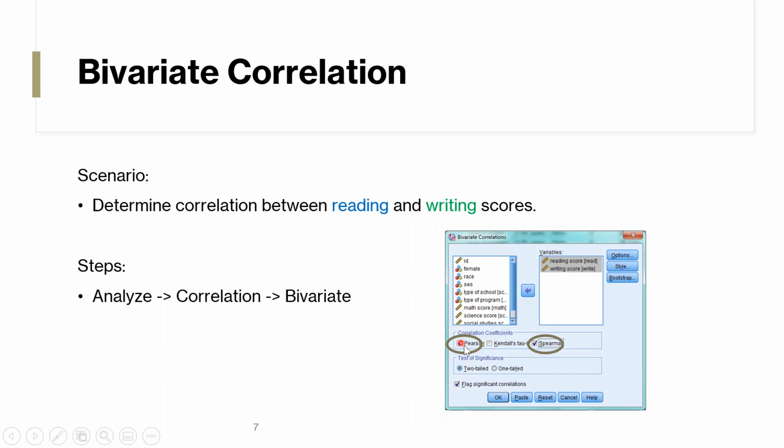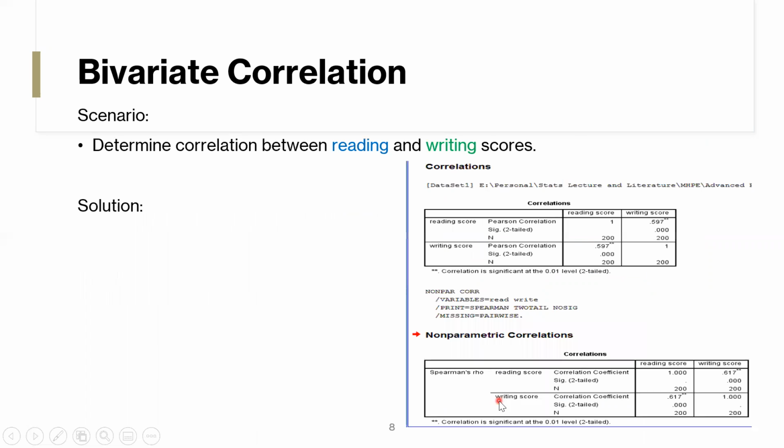For the lecture, we will click on both Pearson and Spearman correlation for now. We will keep the test of significance at two-tailed, and we want SPSS to flag significant correlations. Once you press OK, SPSS will show these two tables.